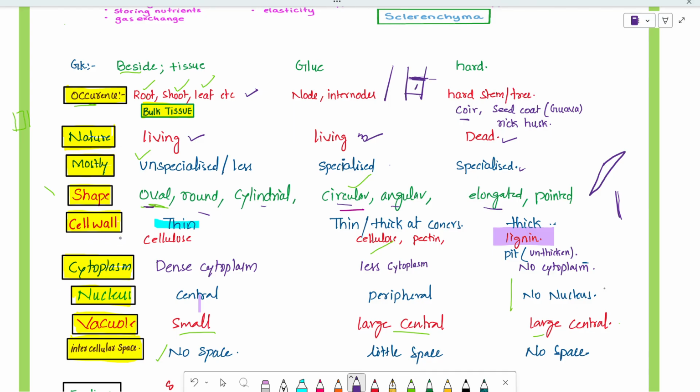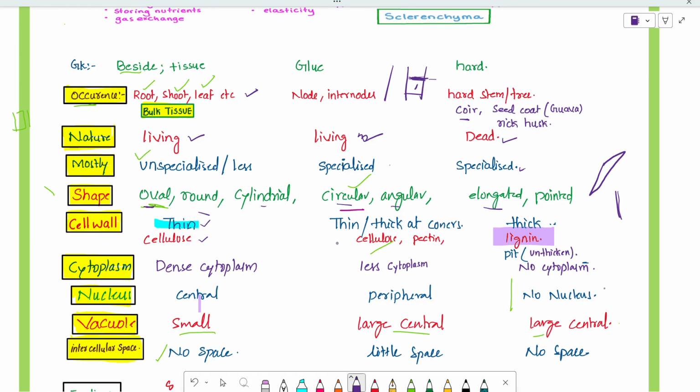Cell wall. Every plant cell will have a cell wall. Generally, we all know that the plant cell wall is composed of one chemical substance. What is it? Cellulose. And how is the thickness of that cell wall? It is very thin in nature.